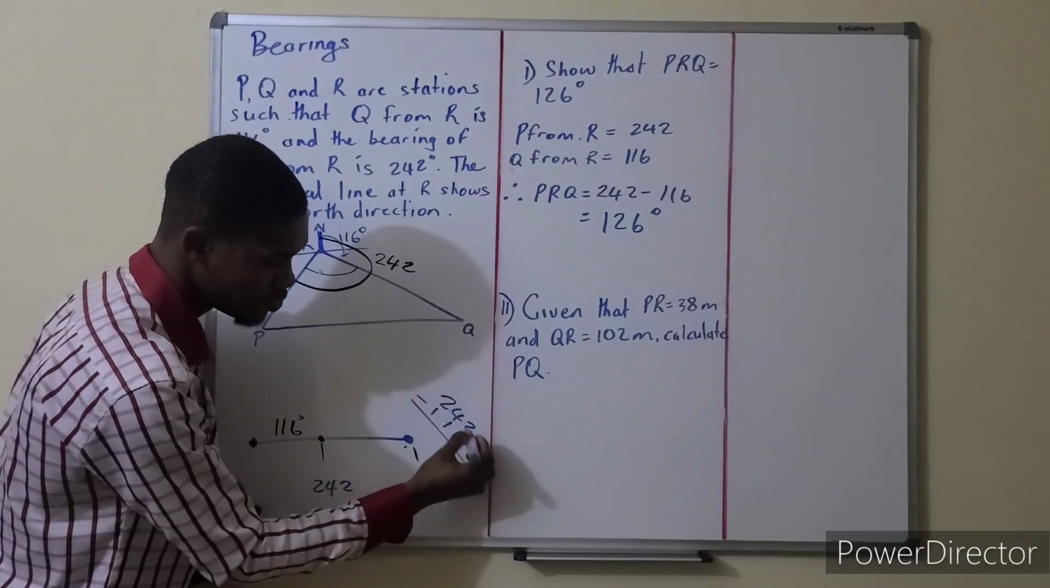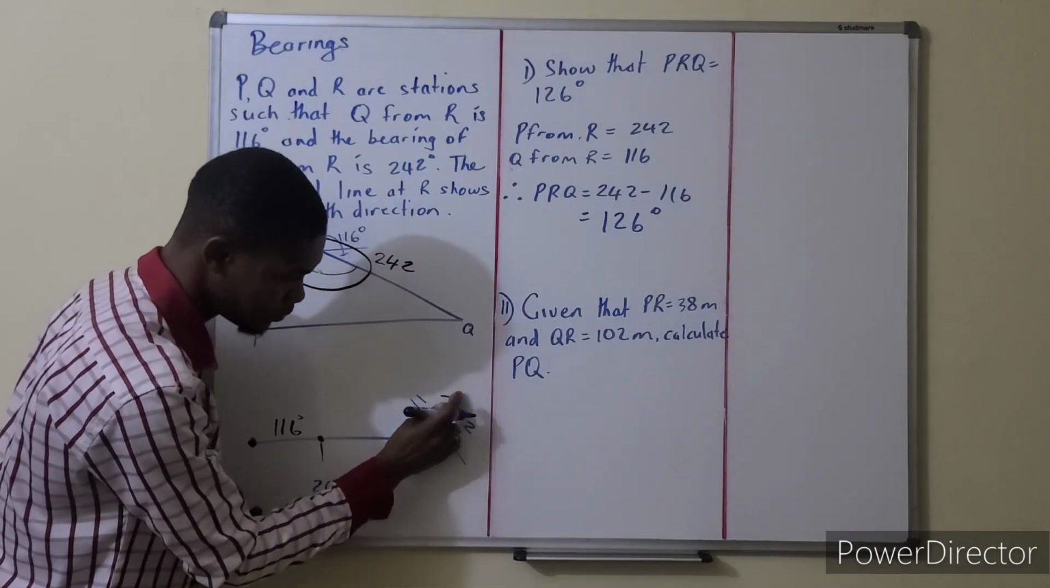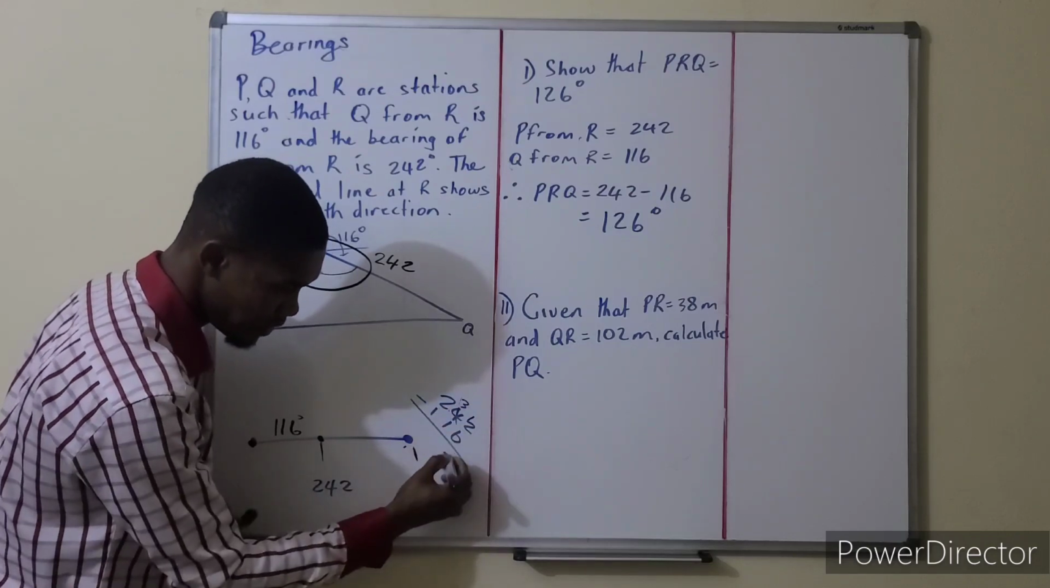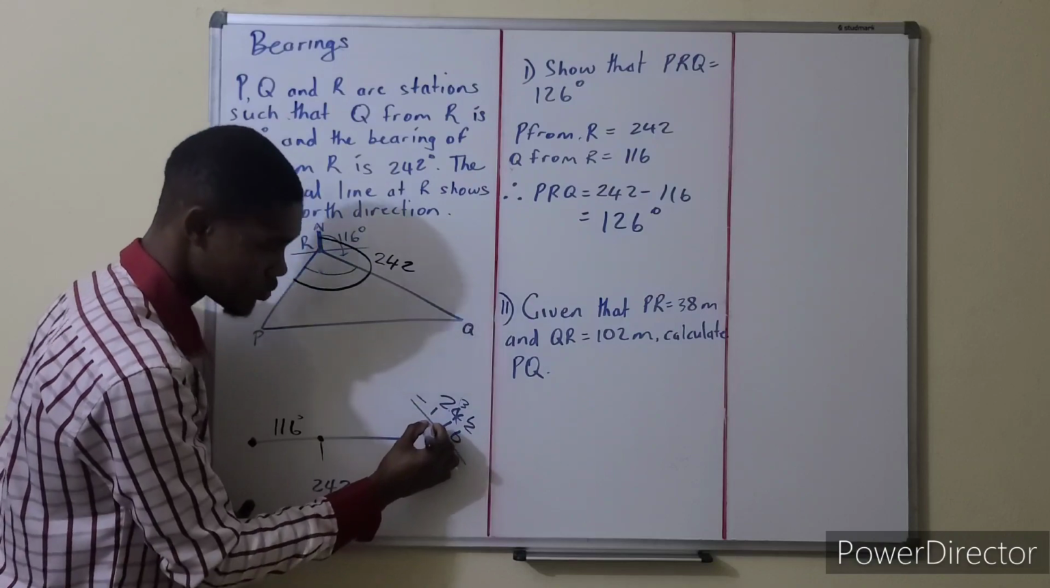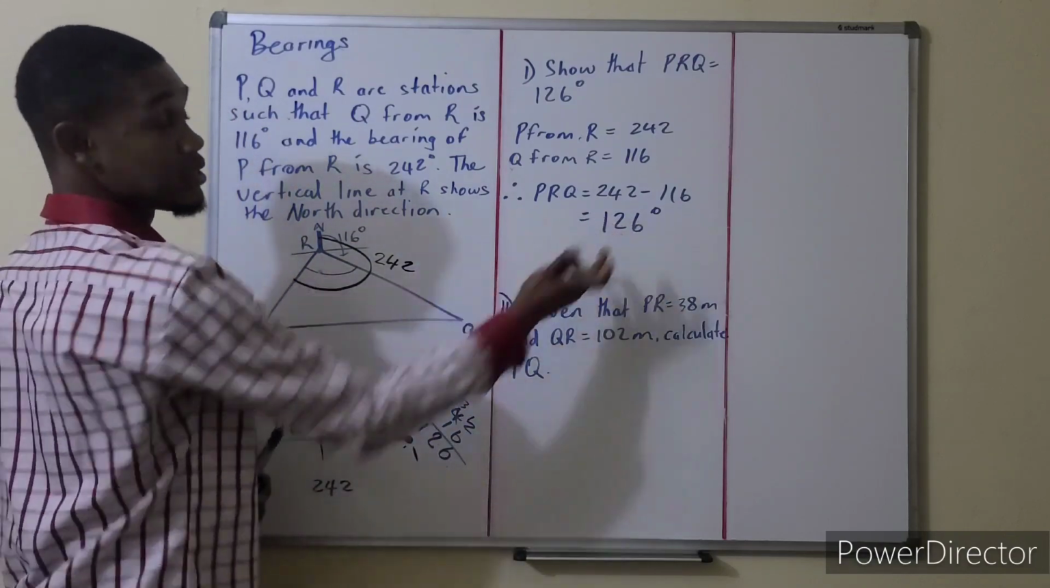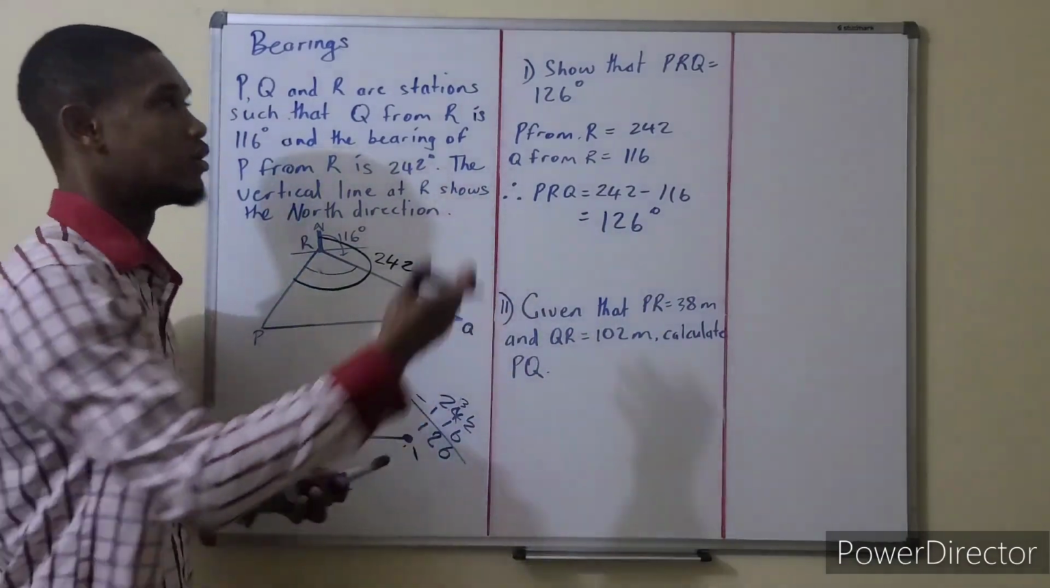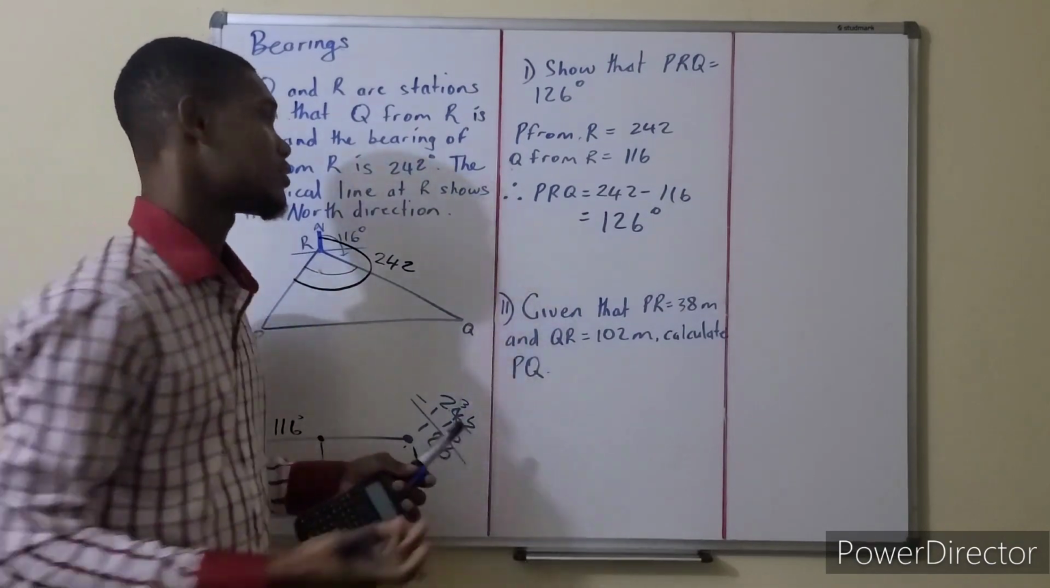6 out of 2 can't be done, so you borrow. So 12 minus 6 is 6. 3 minus 1 is 2. 2 minus 1 is 1. And you get the 126 degrees. And that would prove that that is what the answer is.